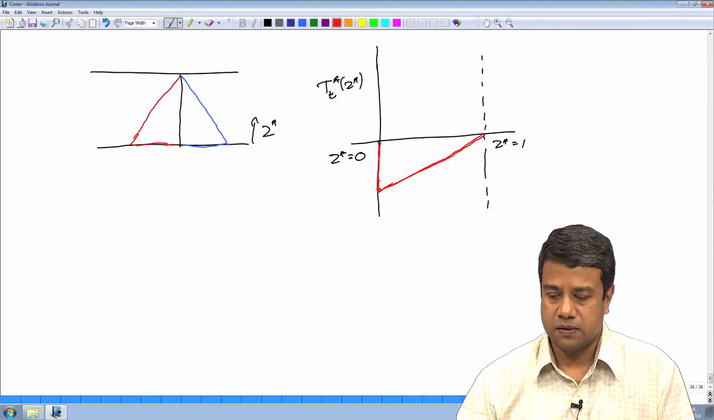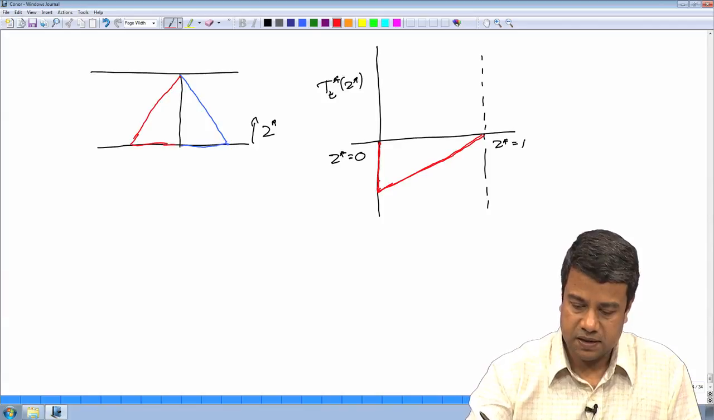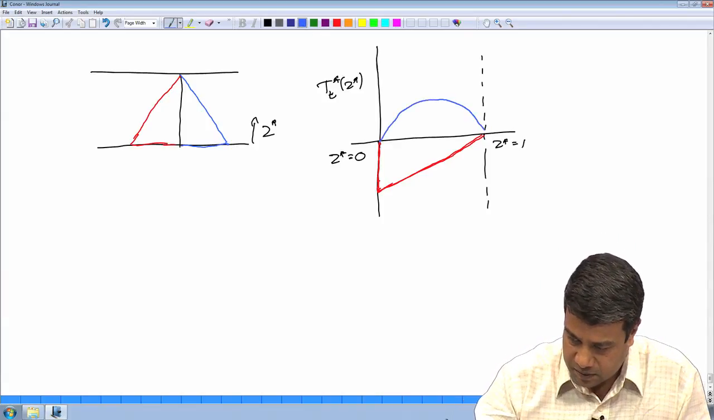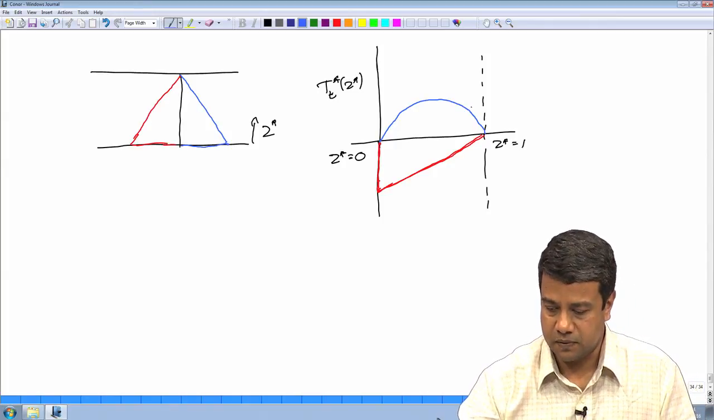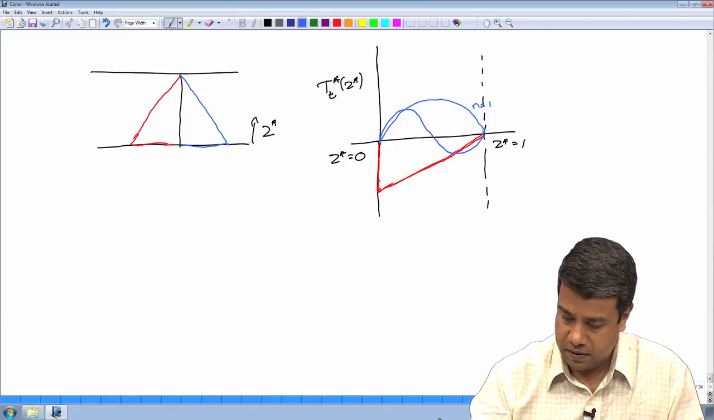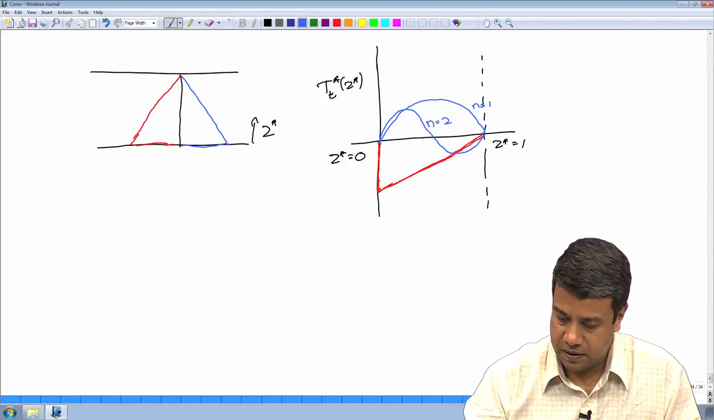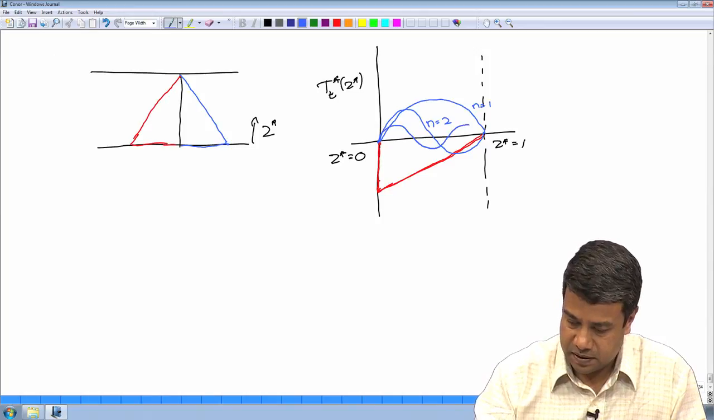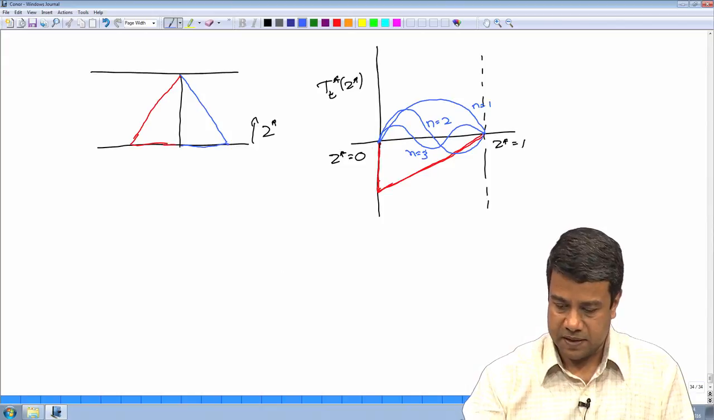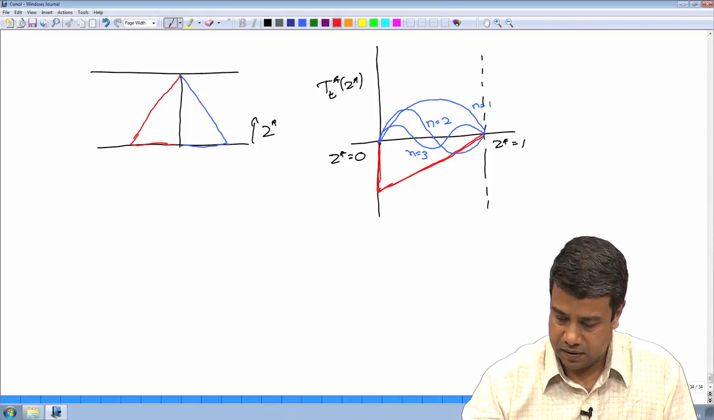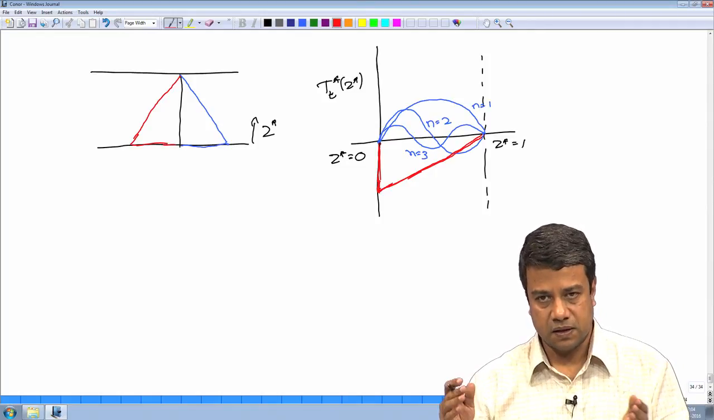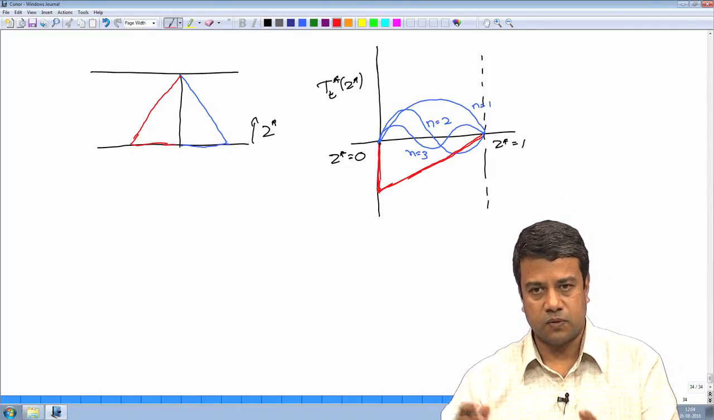What you are doing is to express this function as the sum of sine functions. This is one function for n equal to 1. This is a function for n equal to 2. For n equal to 3 it will look something like this, and so on. So, expressing this function that I had here as a sum of sine functions, each of which goes to 0 on both boundaries.